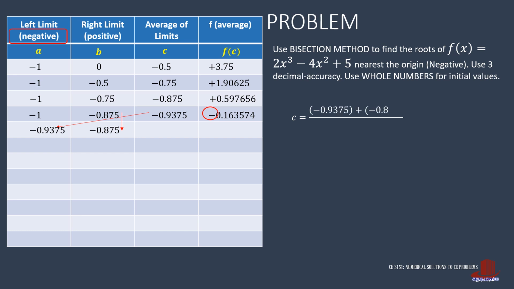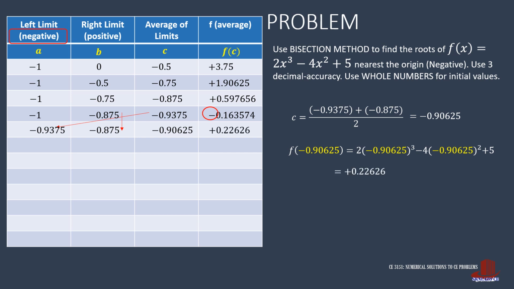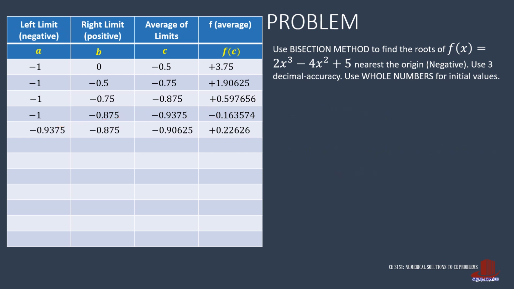After which, take the average of a and b. That would be half of negative 0.9375 plus negative 0.875, which is negative 0.90625. Place this in the function, making 2 times negative 0.90625 cubed minus 4 times negative 0.90625 squared plus 5, which gives positive 0.22626. Work on the next iteration as we need to reach 3 decimal zeros.